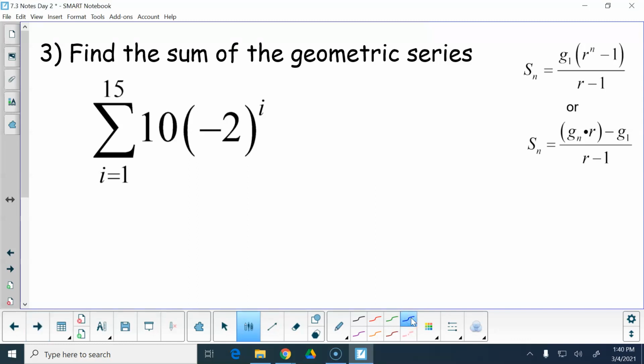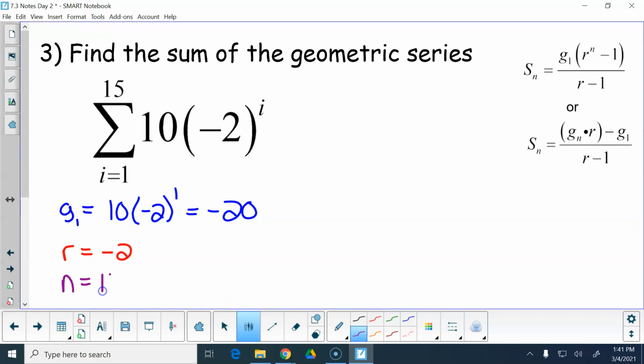I'll go back to using the first one. My first term, I'm going to put the bottom into my rule. 10 times negative 2 to the first power. Negative 2 to the first power is negative 2 times 10 is negative 20. My R value is negative 2. My total number of terms is 15 minus 1 plus 1, which is 15.